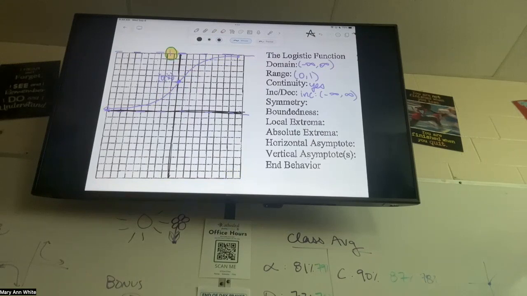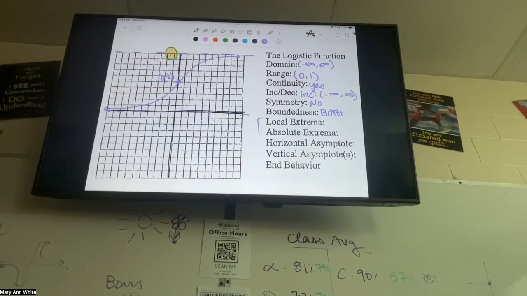Okay, symmetry is kind of a weird one. There is no symmetry on this graph because it doesn't go into the third quadrant. If this was centered around the origin, it would be symmetrical, but it's not because it doesn't go into the third quadrant. So that one is no symmetry. What about boundedness? Is there a floor that I can never go below? Is there a ceiling that I can never go above? We call that boundedness is both. Both above and below.